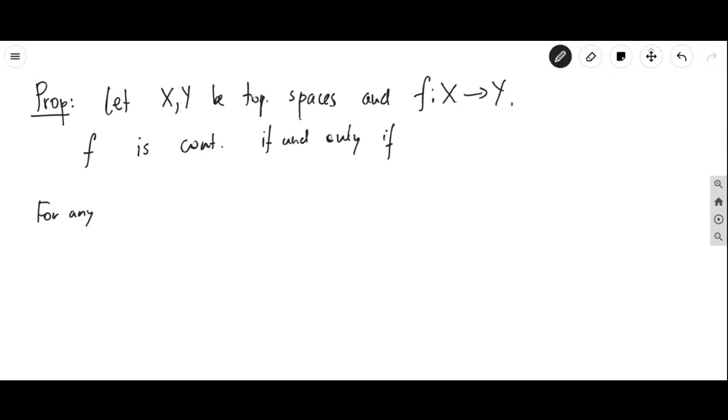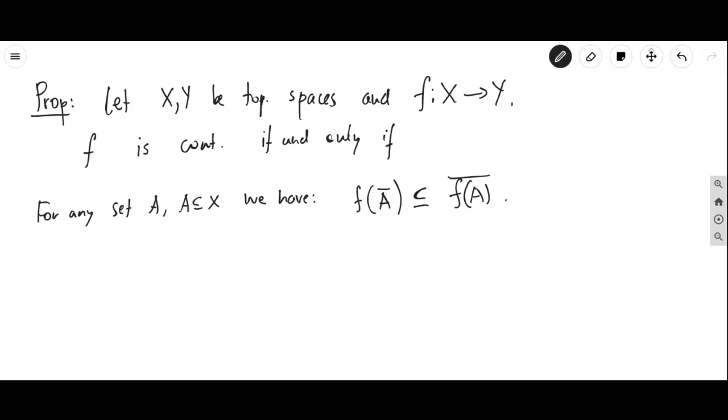If and only if, for any set A that's a subset of X. Notice we're not saying open, we're just saying any set. Usually, if it's a closed set, we often use C or K. If it's an open set, we use U or V, sometimes a script O. And if it's an arbitrary set, then we call it A or B or something like that. So for any subset of X, we have the following condition: if you apply f to the closure of A, that is contained in the closure of f of A.